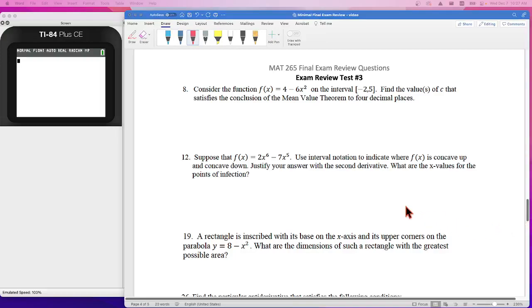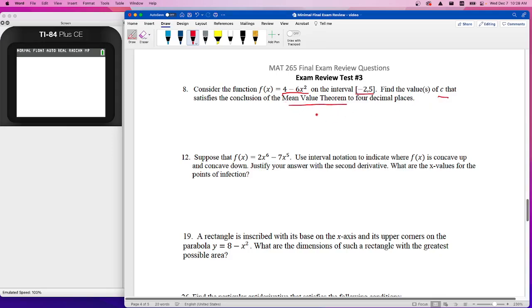So now, the brief review, we're going to take a look at some of the questions that came from the review for exam test 3. Take a look at question number 8. We're given a function. We're given an interval, x equals -2 to 5. We want values of c that satisfy the mean value theorem.